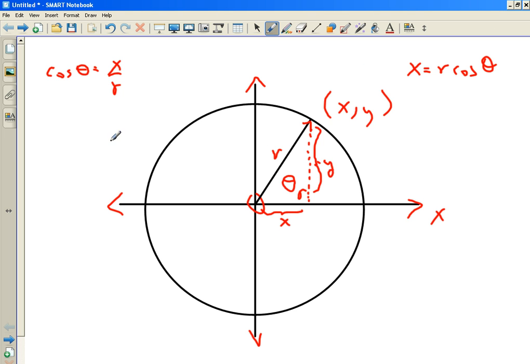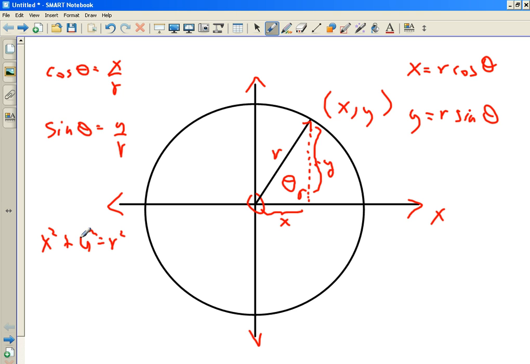All right, how about r, theta, and y? That would be sine. So the sine of theta is the opposite over the hypotenuse, which is y over r, or if you want to get y alone, that's y equals r sine theta. Is there a relationship between x, y, and r? x squared plus y squared equals r squared. Okay, good.